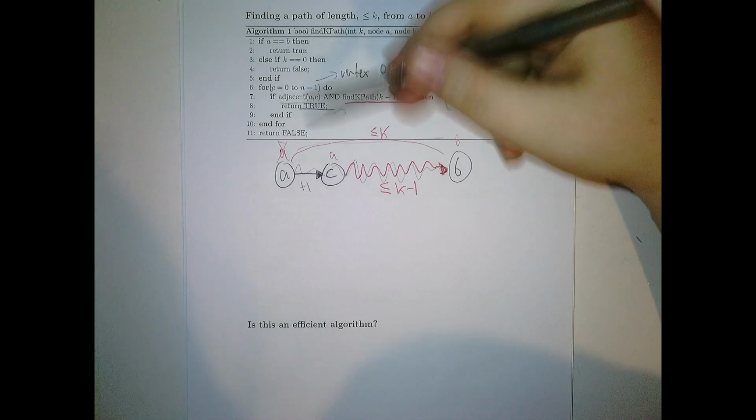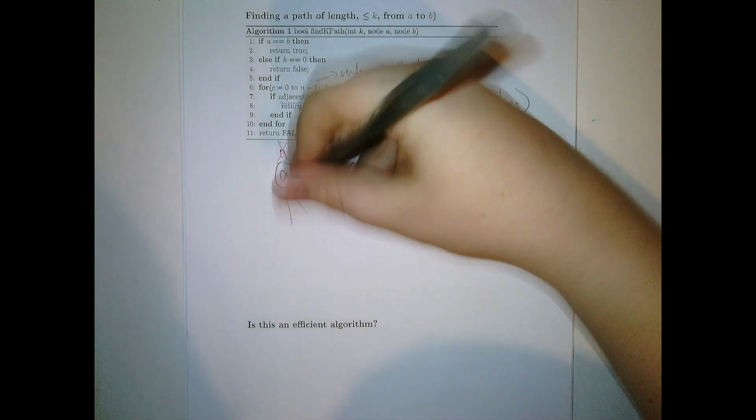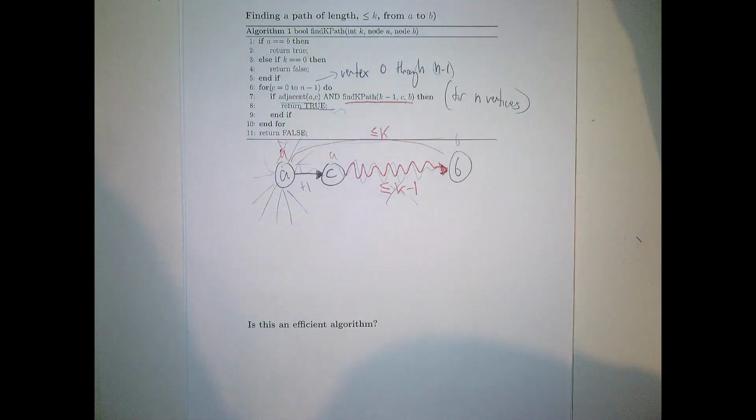And then if no C works, right? If you try every C connected to A and none of them work, then no path works to get you to your destination. So we return false, right? Makes sense? Think about it. Meditate on it, as always.